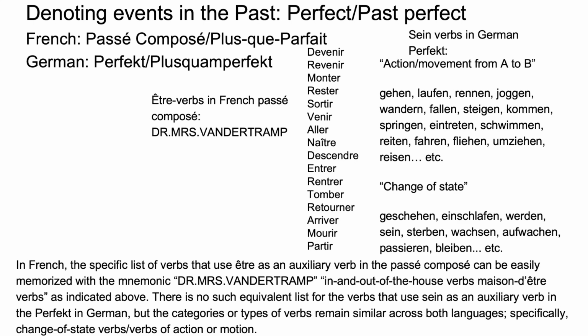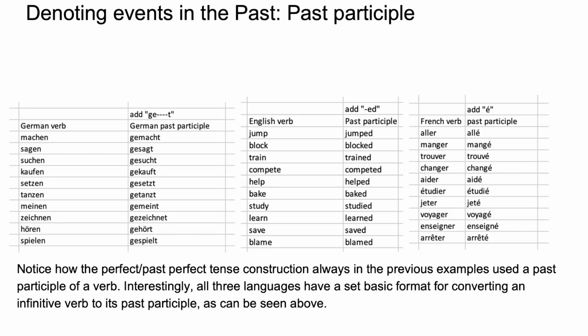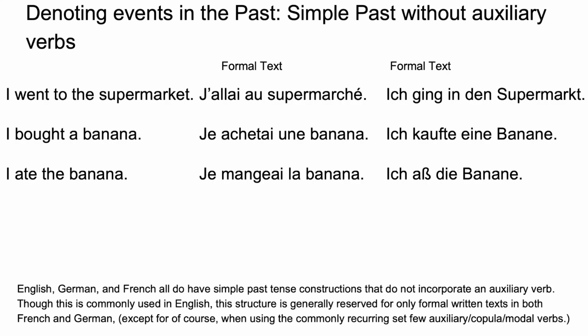Notice how the perfect and past perfect tense construction always, in the previous examples, used a past participle of a verb. Interestingly, all three languages have a set basic format for converting an infinitive verb form into its past participle, as can be seen above. English, German, and French all do have simple past tense constructions that do not incorporate an auxiliary verb. Though this is commonly used in English, this structure is generally reserved for only formal written texts in both French and German, except for, of course, when using the commonly recurring set few auxiliary, copula, and modal verbs.